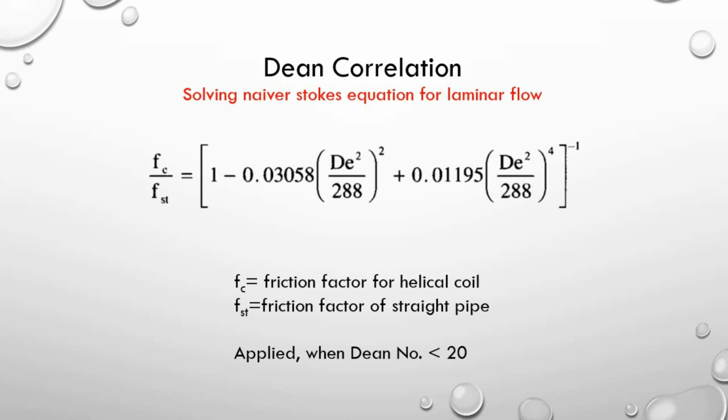Anyone can calculate the friction factor for a coil using this correlation, inserting all the values related to the helical coil pipe and flow conditions, and can easily calculate the friction factor. Then this friction factor is put into the straight pipe pressure drop equation, and this will give the pressure drop in the helical coil.